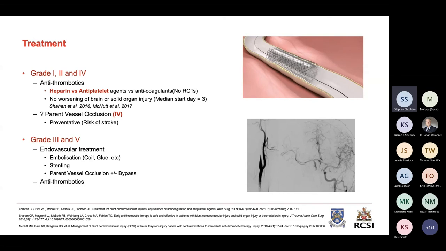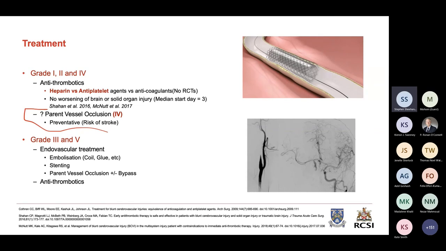In grade 4 injuries where the vessel is completely occluded, there is a concern that sometimes even a minimal recanalization can increase the risk of stroke. So completely occluding the vessel could be an option, I suppose iatrogenic occlusion in the form of parent vessel occlusion.